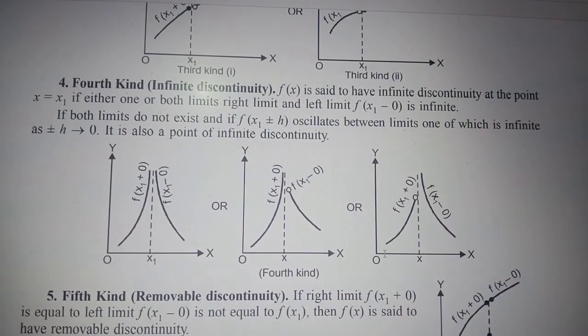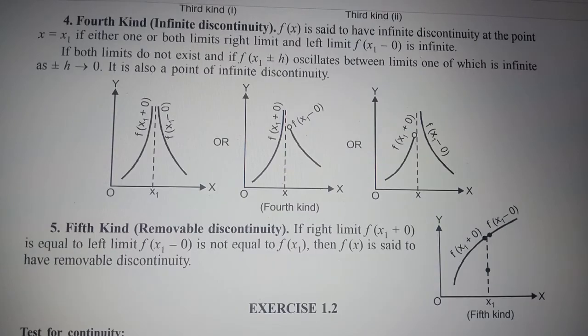And next, the fifth kind, that is removable discontinuity. If the right limit f(x1 plus 0) is equal to the left limit f(x1 minus 0), but is not equal to the function value here, the function value and the right and left limits, they are equal, but the function value is not equal to the limit values, this type of discontinuity is called removable discontinuity. The limits are the same, but the function value is different from the limit value, which is called removable discontinuity.